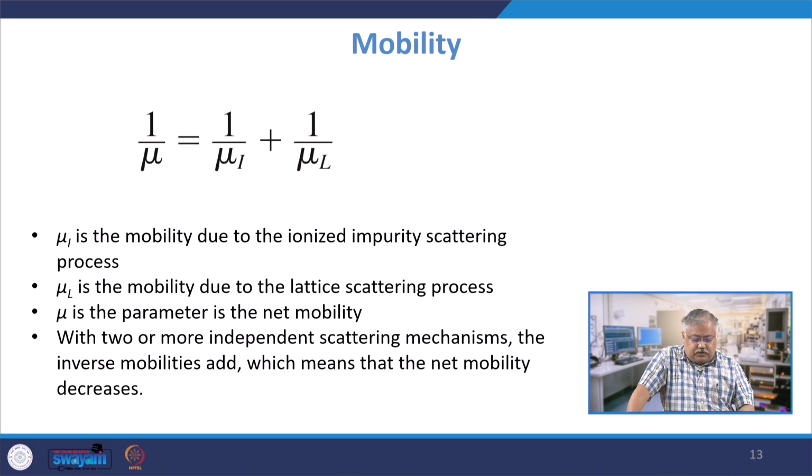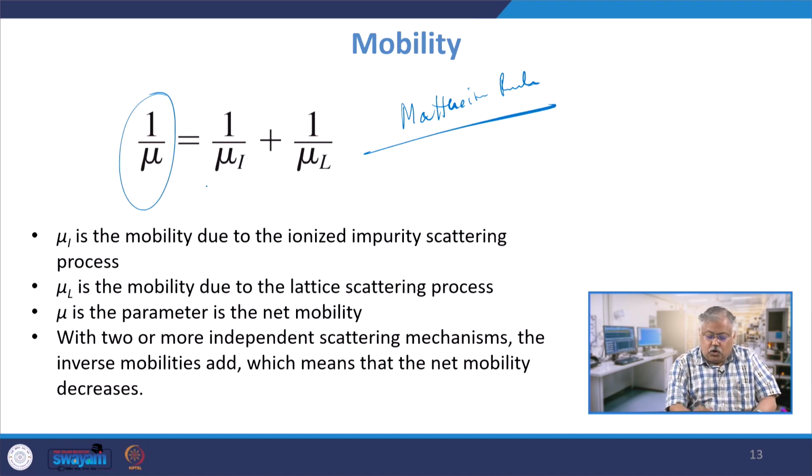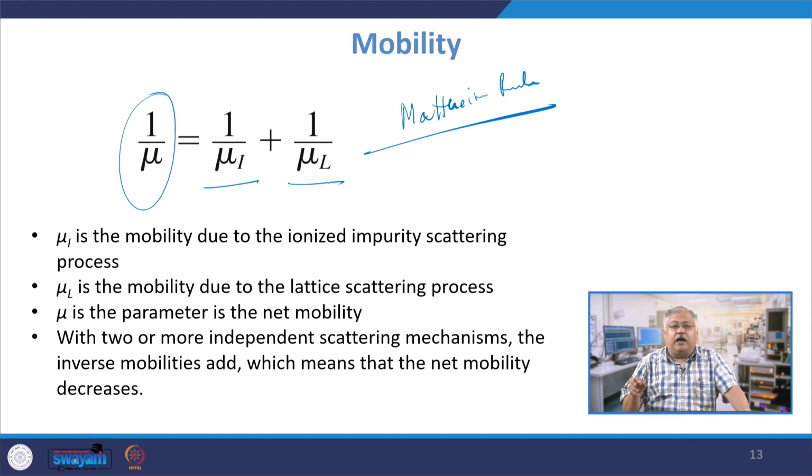Now, there are two types of mobility scattering available, and the way we calculate the total mobility is what is known as Matthiessen's rule. It says the effective mobility is given by 1 by mu equals 1 by mu I plus 1 by mu L, where mu I is the mobility due to the ionized impurity scattering process, mu L is the mobility due to the lattice scattering process, and mu is the overall mobility which you see.